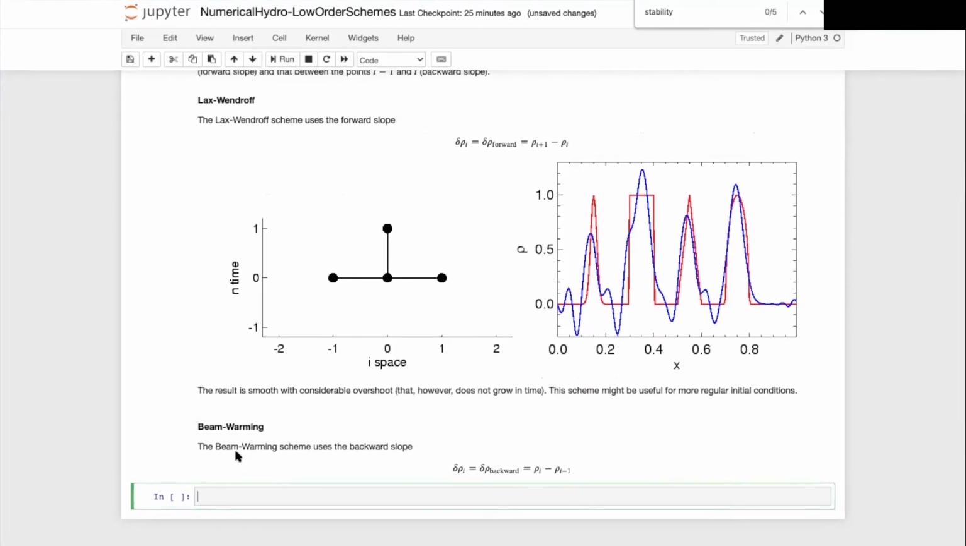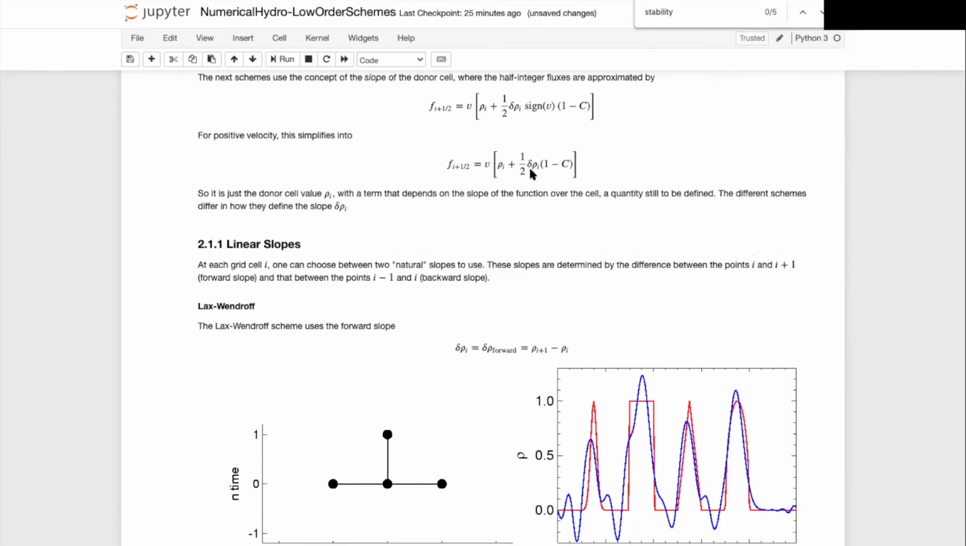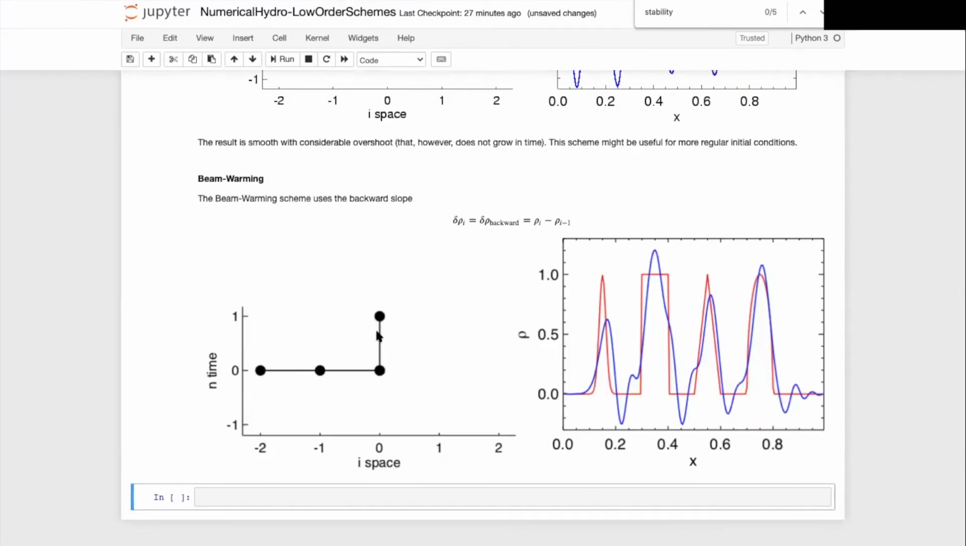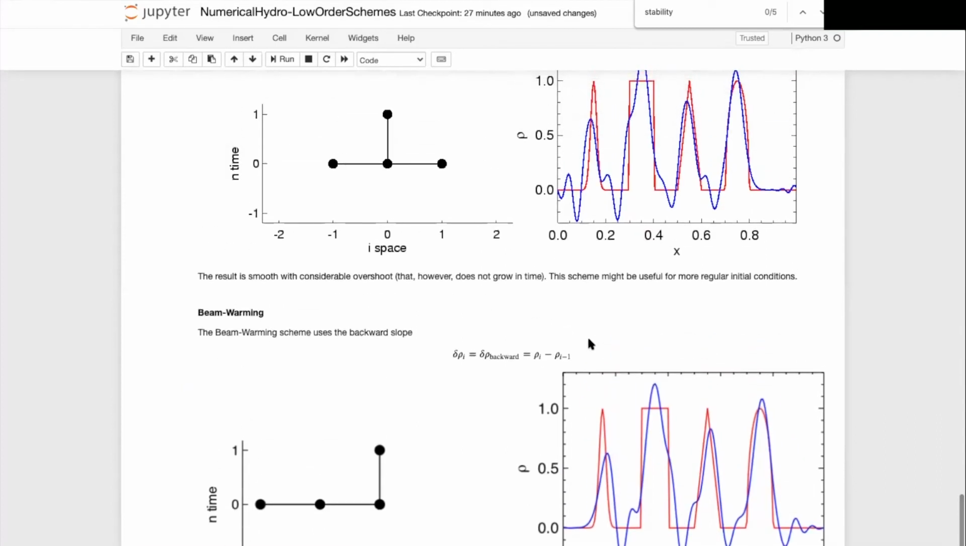The next scheme is the beam warming scheme, which uses the backward slope. So substitute the slope delta rho I by the backward slope, rho I minus rho I minus 1, and again put that into the expression for the half flux and into the recurrency relationship. You end up with a scheme that uses the two first upwind points. And this is the result here. As you see, it's very similar to the Lax-Wendroff, just flipped in where the overshoot is occurring.